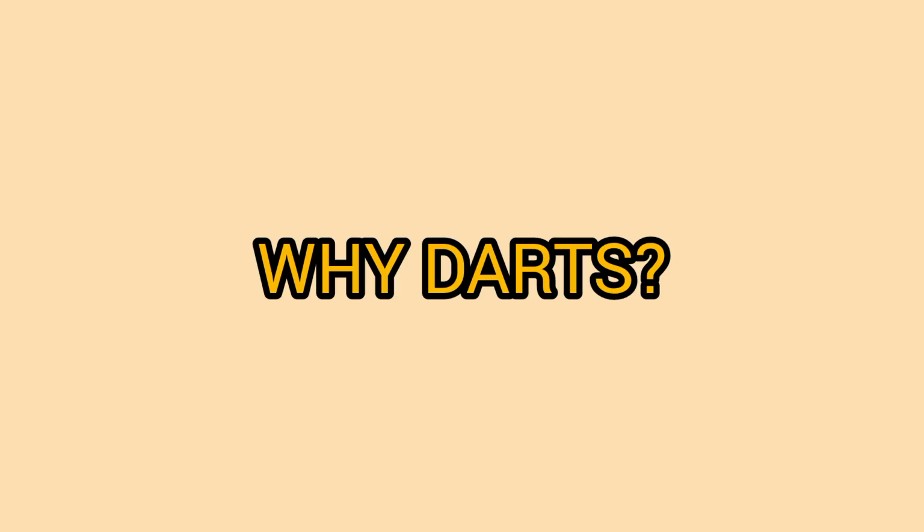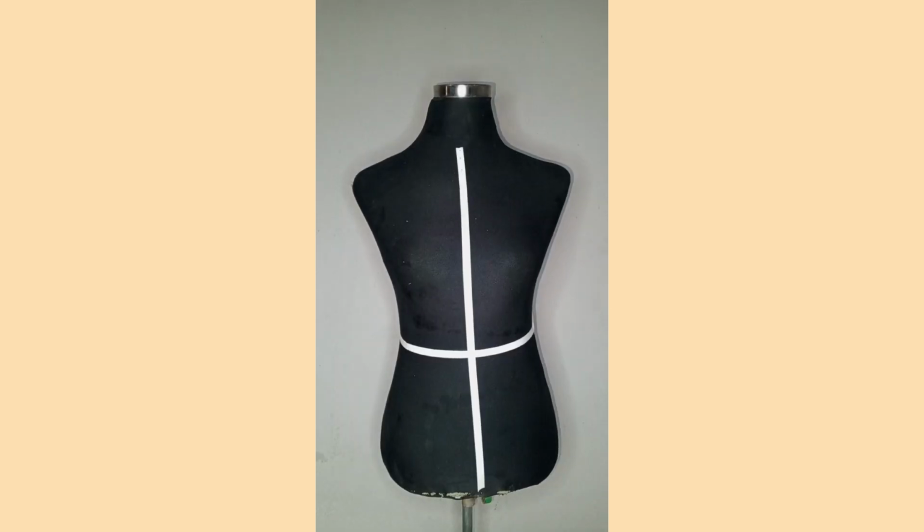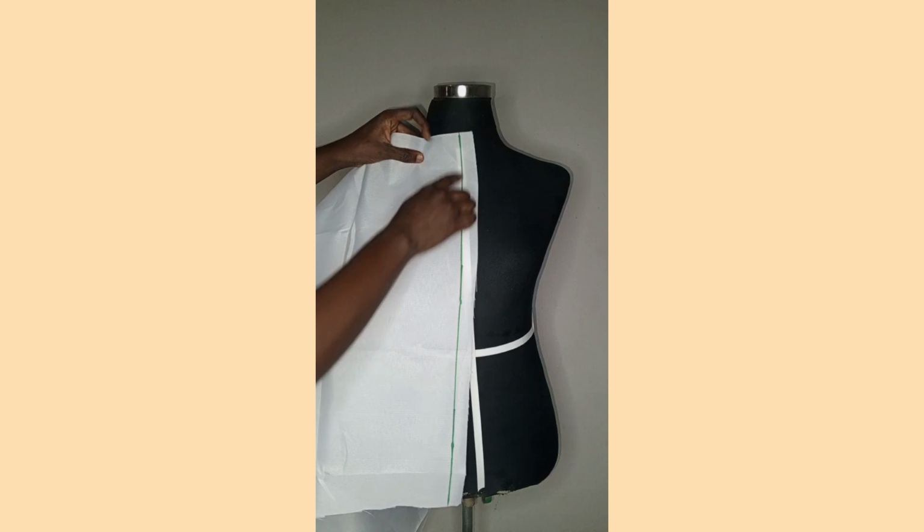We need that because we are trying to take a 2D piece of fabric to cover a 3D body. This is a mannequin that we will be using, and it stands as a human body. Now when you pick a fabric, it is in 2 dimensions. When you use 2 dimensions to cover a body like this, definitely you have an excess.